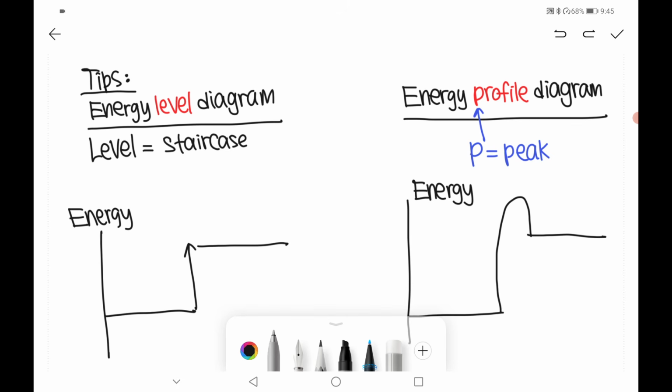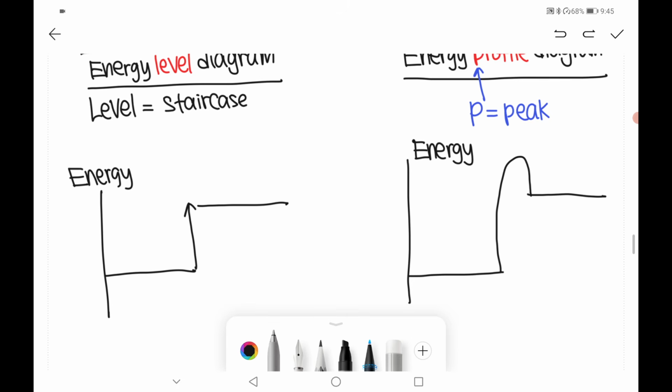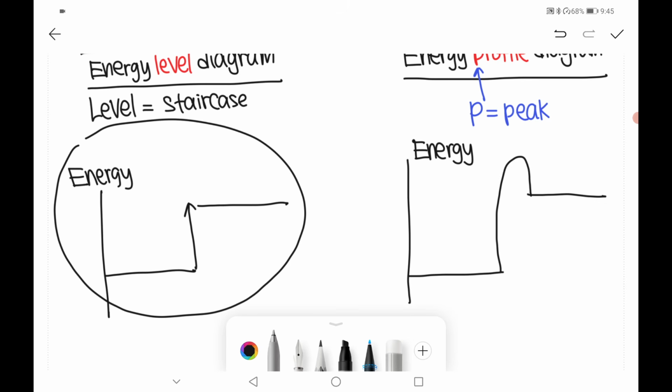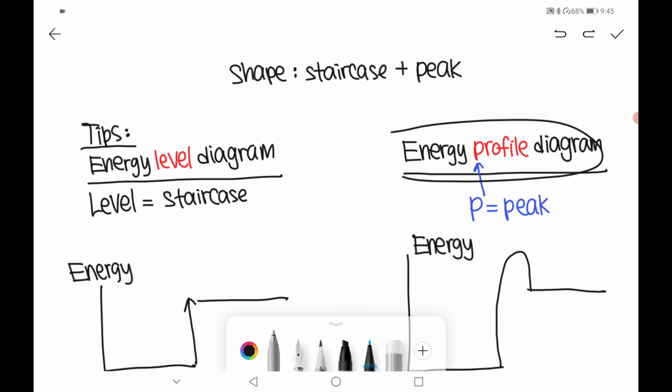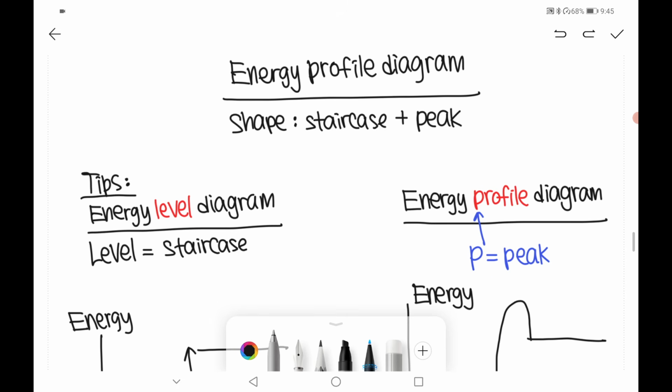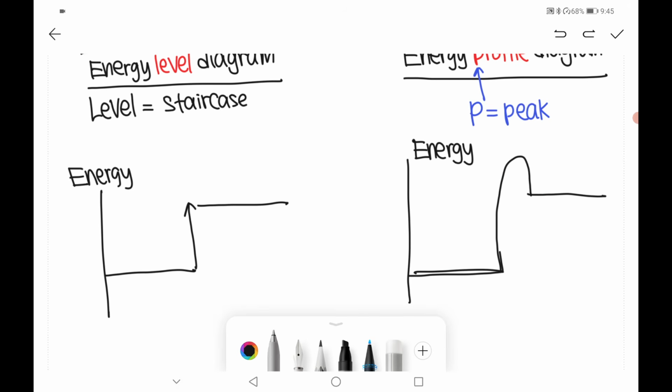You can see the energy level diagram, you go one level and one level, level by level, so it is a staircase. That's why the energy level diagram looks like a staircase. For the energy profile diagram, profile, P stands for peak. So you will see a staircase and a peak. You can see now you can still see the staircase, right? The ladder, right?